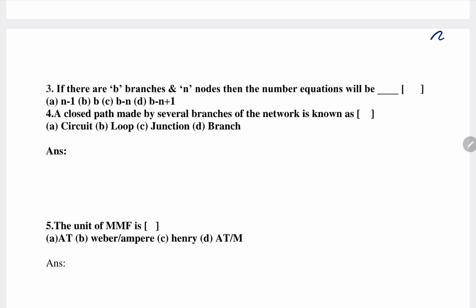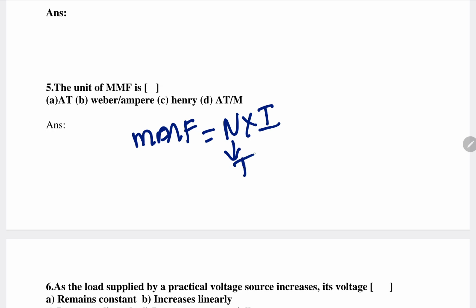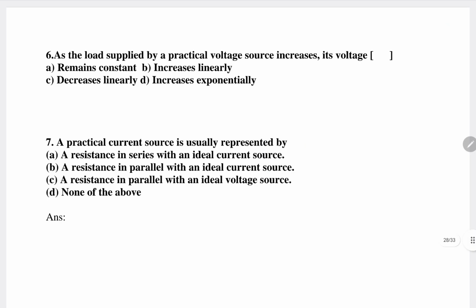Next, a closed path made by several branches of the network is known as a loop. The unit of MMF: we know MMF is equal to number of turns N into the current flowing through each turn. Number of turns I am just calling turn, and the current unit is ampere. So the unit is ampere turn.